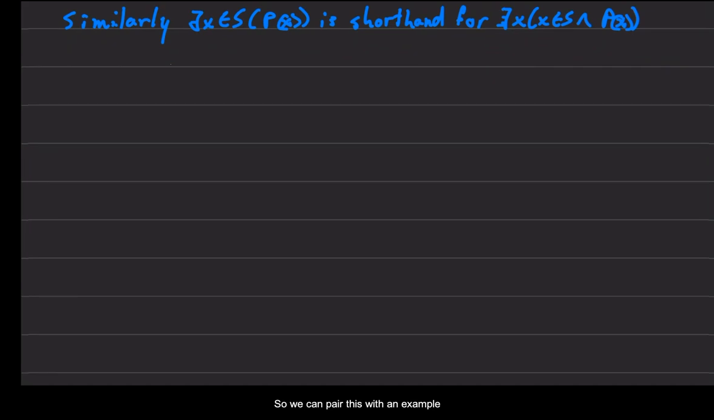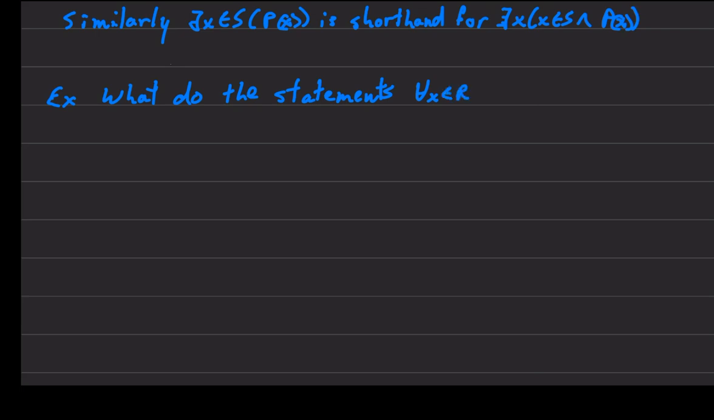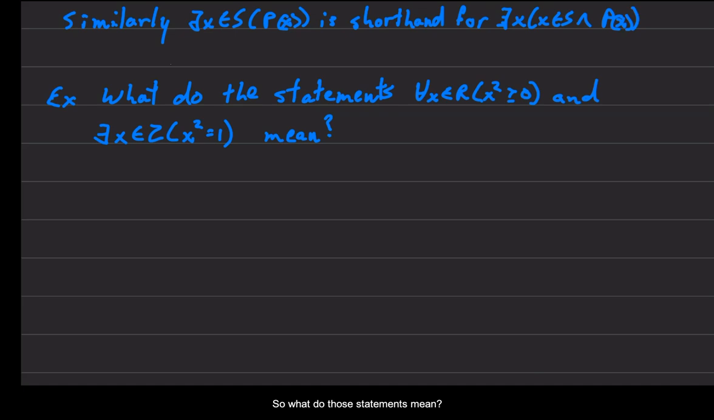So we can pair this with an example. What do the statements for all x in R, x squared is greater than or equal to 0, and there exists x in Z where x squared is equal to 1, mean? So what do those statements mean?